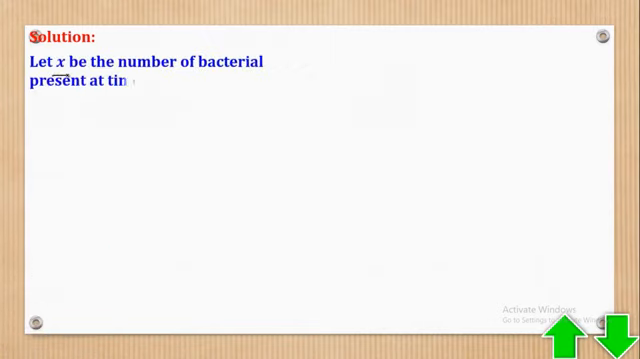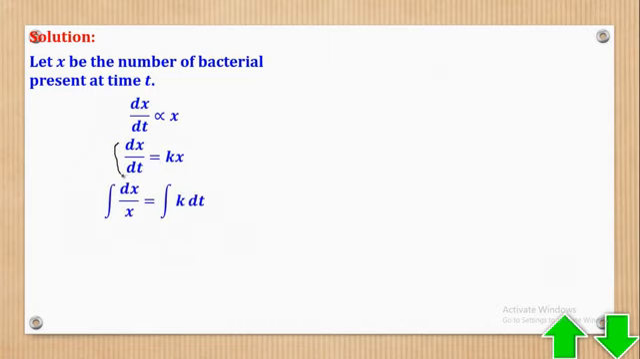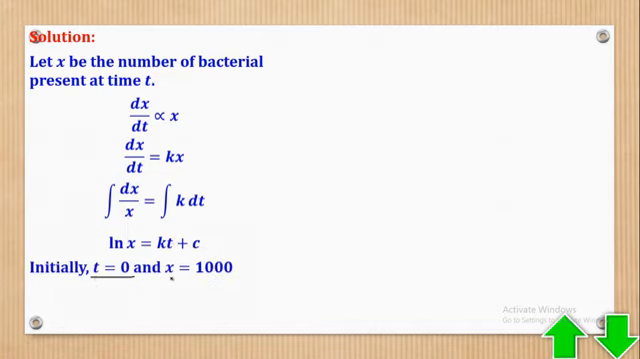So let x be the number of bacteria present at a time t. That means that dx/dt is proportional to x, therefore dx/dt is equal to kx. This is a separable DE, so separate variables and put integrals on both sides. Then you integrate, this gives you that, and this gives you that, plus the constant of integration. So initially t is equal to 0 and x is equal to 1000. Come and substitute for t and for x to come up with c as ln 1000. Therefore bring this c here to come up with that.